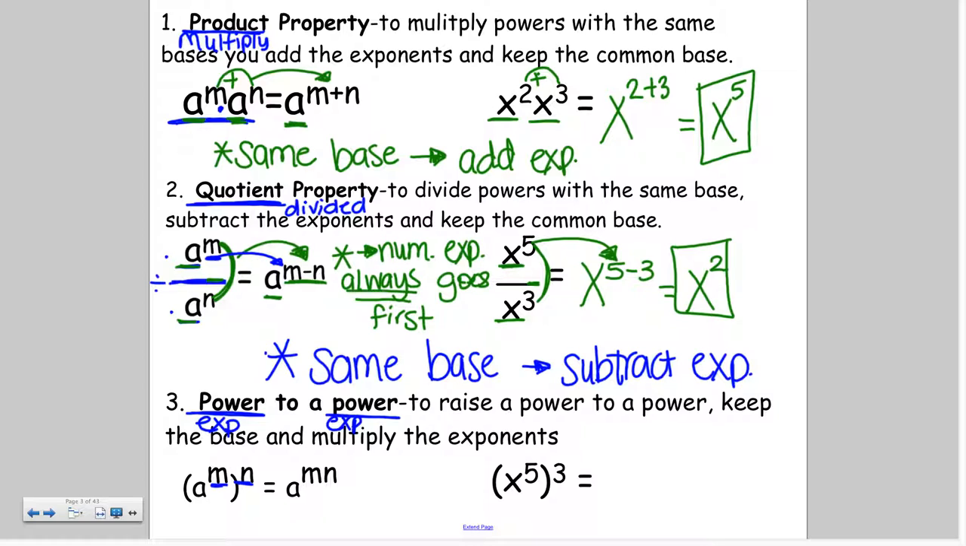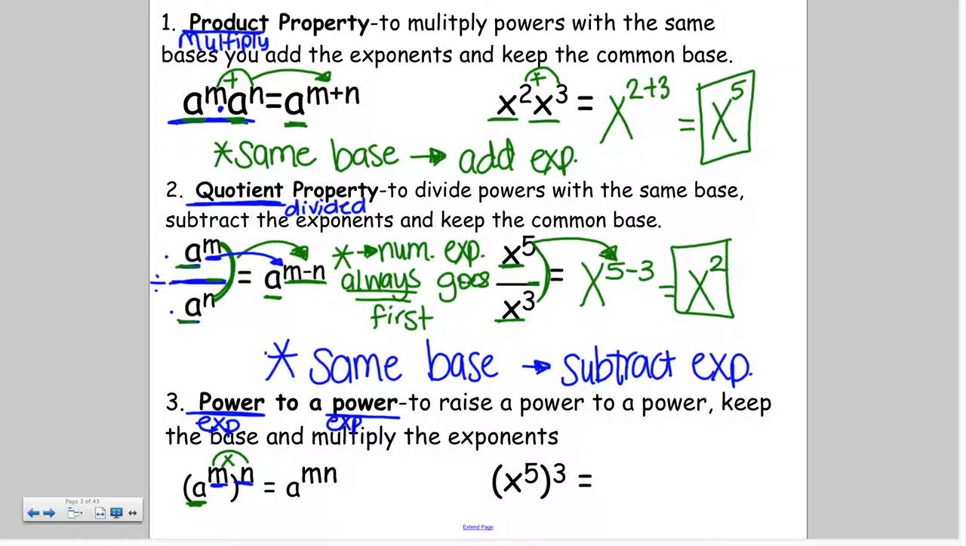So to raise a power to a power, or to raise an exponent to an exponent, keep your base, which is still the number that has the exponent attached to it. You're going to keep the base and you're going to multiply. So I have a power to a power. I'm going to multiply these two, okay?